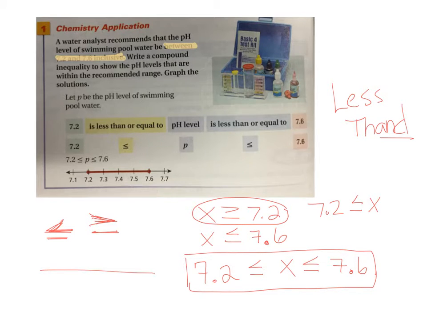And then to graph that, we're going to be at 7.2 and 7.6. And it's going to be greater than or equal to 7.2, so going this way, and less than or equal to, so I have my closed circles here, less than or equal to 7.6.